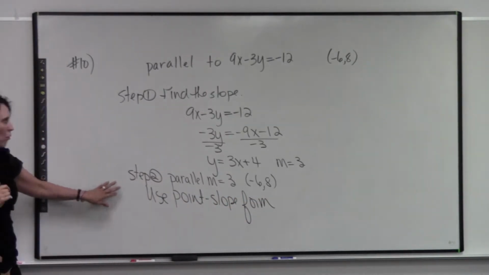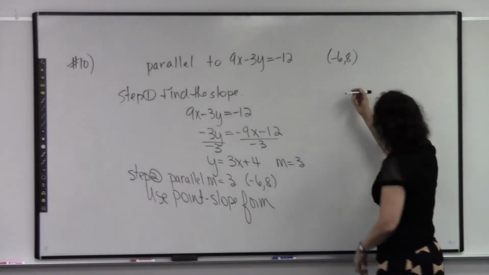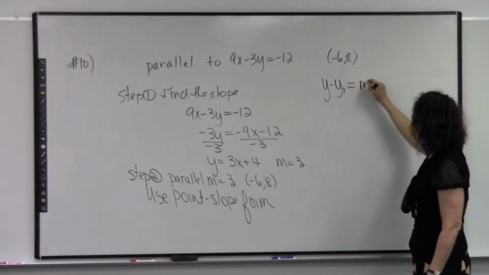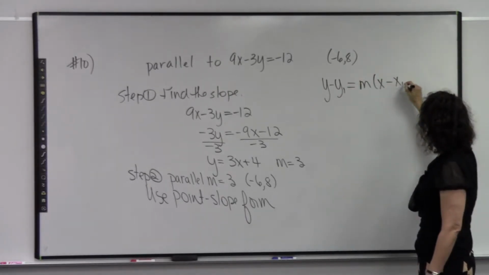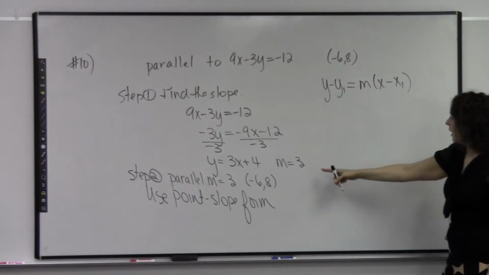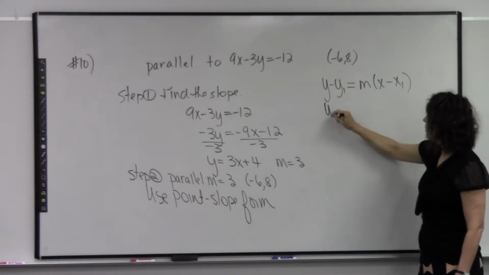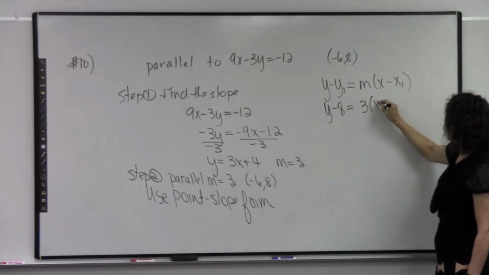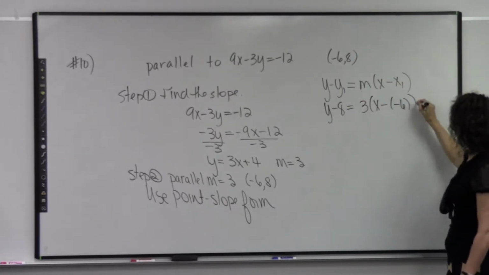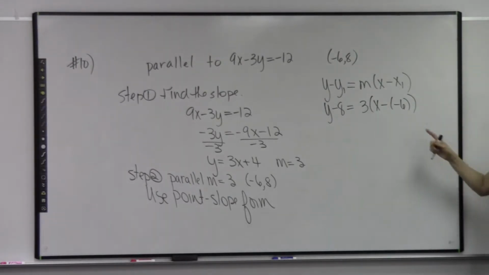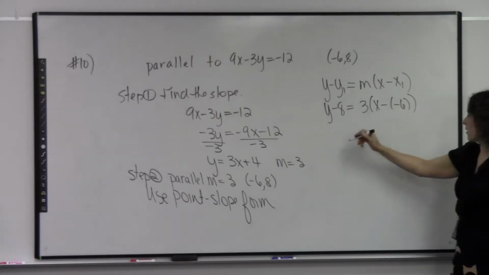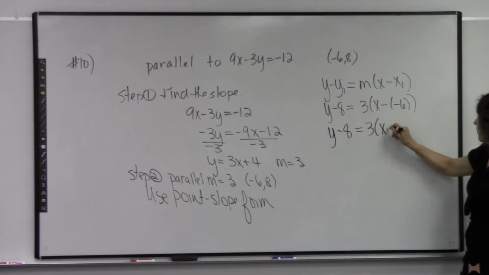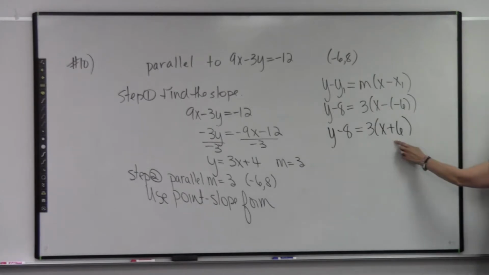All right, so refresh my memory. Let me write it up here. It's going to be y minus y-sub-one equals m times x minus x-sub-one. All right, and we're going to plug into that. Notice we have the slope and we have the point. So y minus 8 equals 3 times x minus a negative 6. We want to be careful about the signs. So anywhere that I can simplify the signs, I'm going to do that before I distribute. So that's going to be x plus 6.